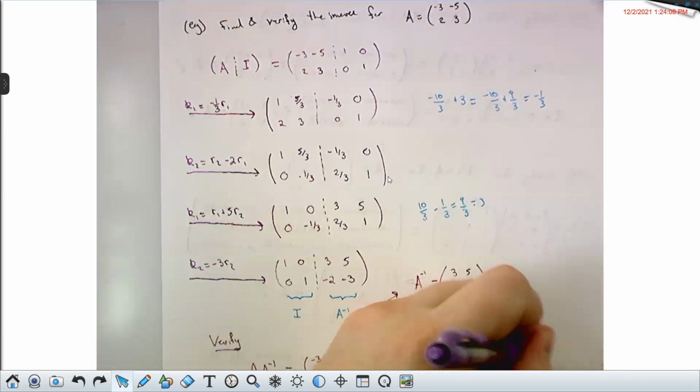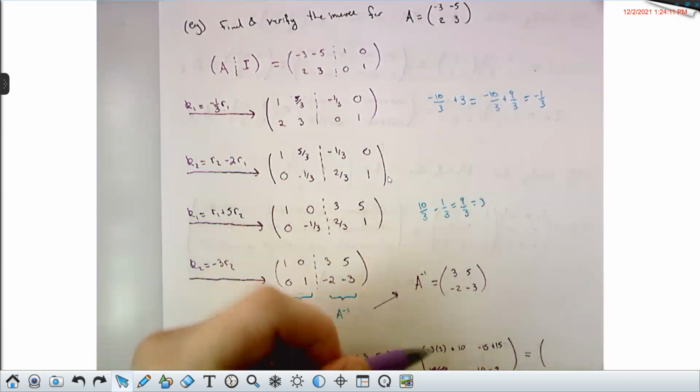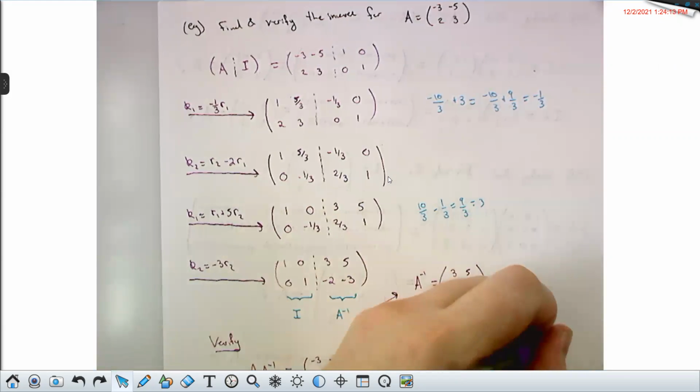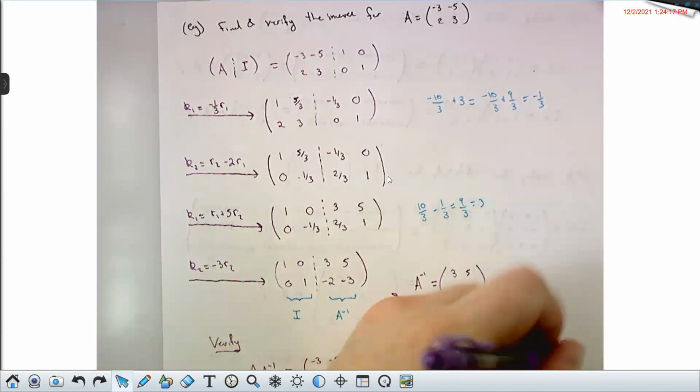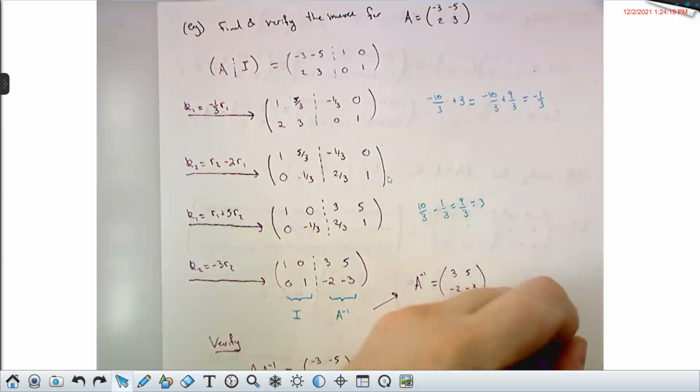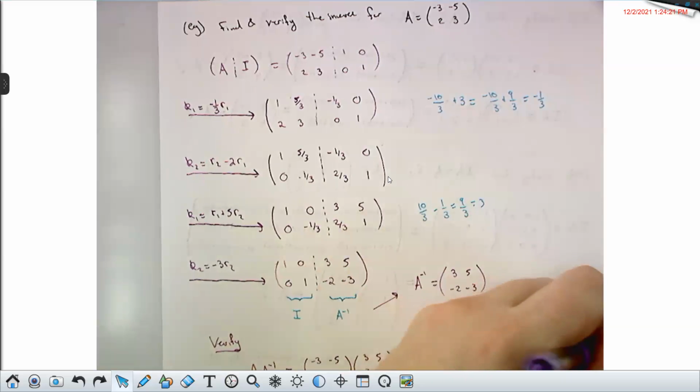Okay. So what do we get here? This is -9 plus 10 is 1. -15 plus 15 is 0. 6 minus 6 is 0. And 10 minus 9 is 1. This is good. So this is I2.